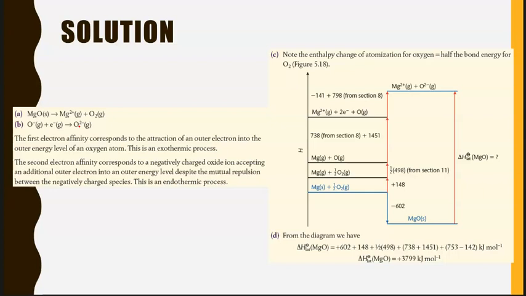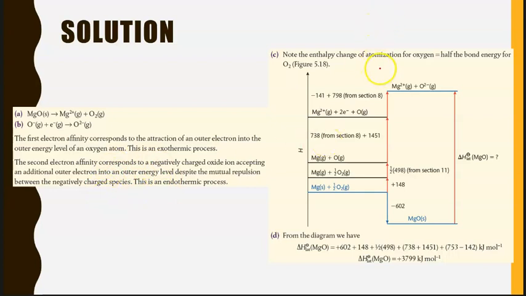Okay, so the first electron affinity is the attraction of 1 into the outer shell. Then that's going to be exothermic. The second electron affinity, okay, is the oxide accepting an additional electron. Okay, so they will repulse each other, so it's going to be a slightly endothermic process, because we're trying to get that in over a little bit more repulsion.